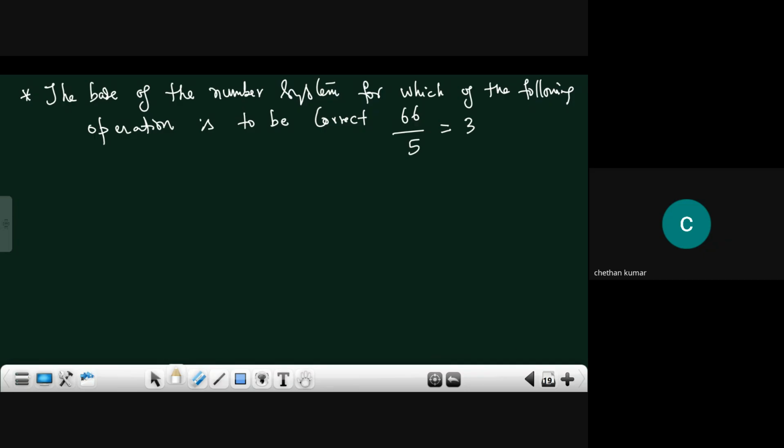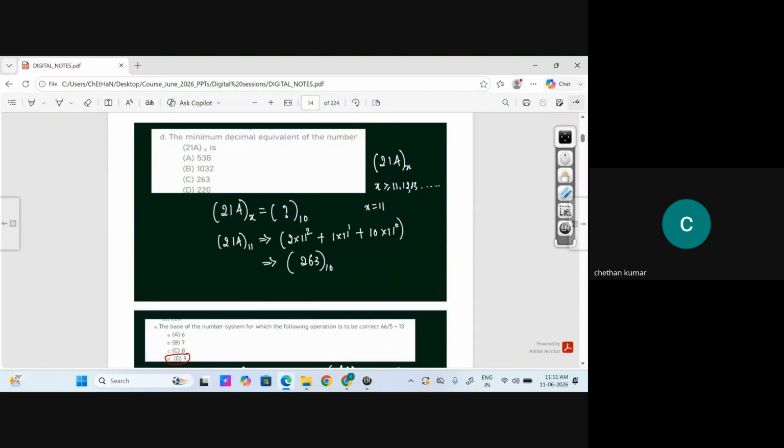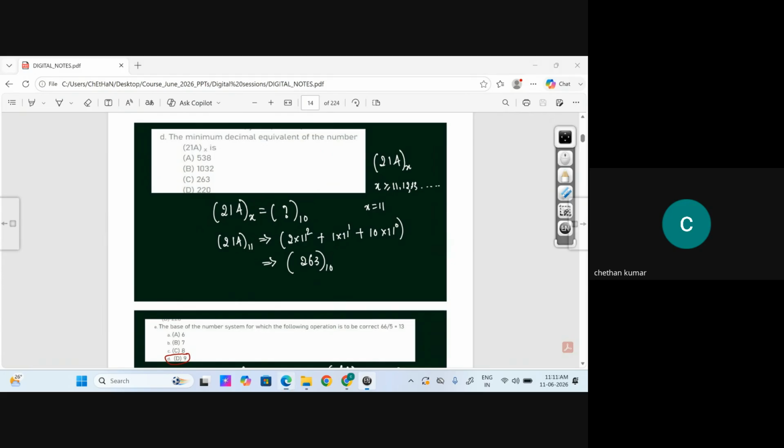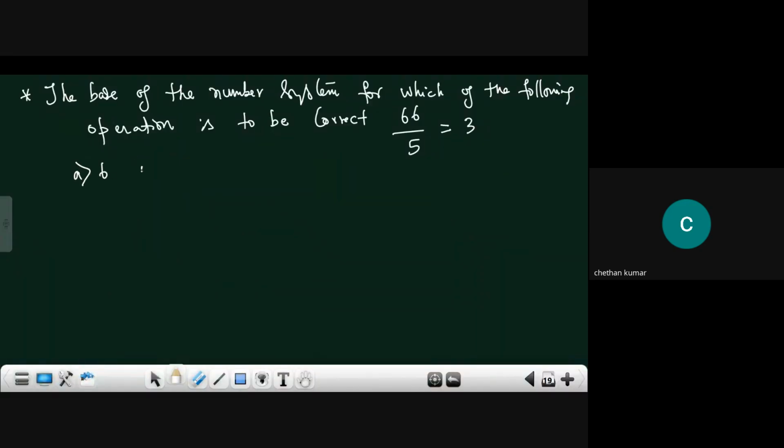So he has given some options. What are the options? A is 6, B is 7, C is 8, D is 9. Which option is correct? The base of the number system for which the following operation is correct. What base is correct for this? How to solve this problem?